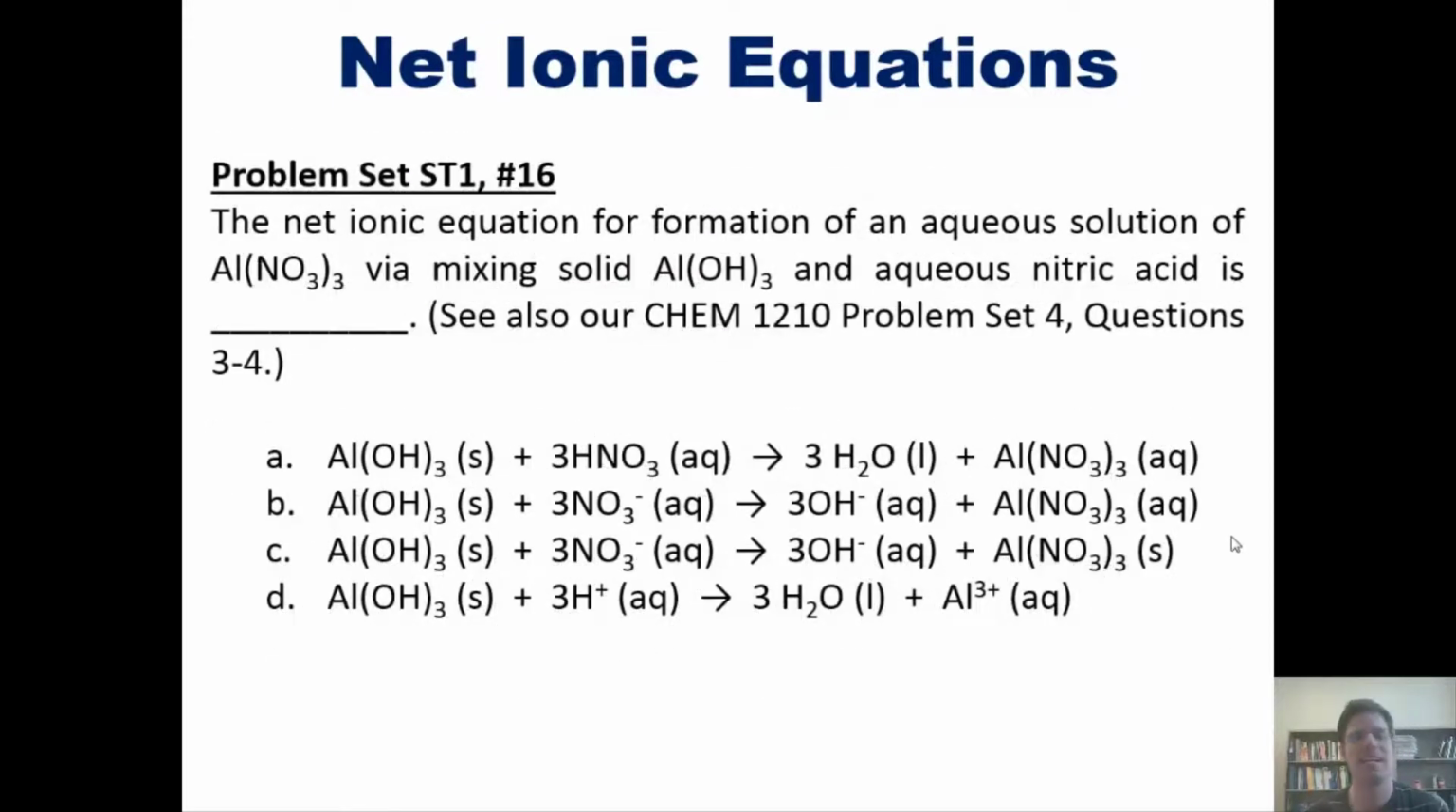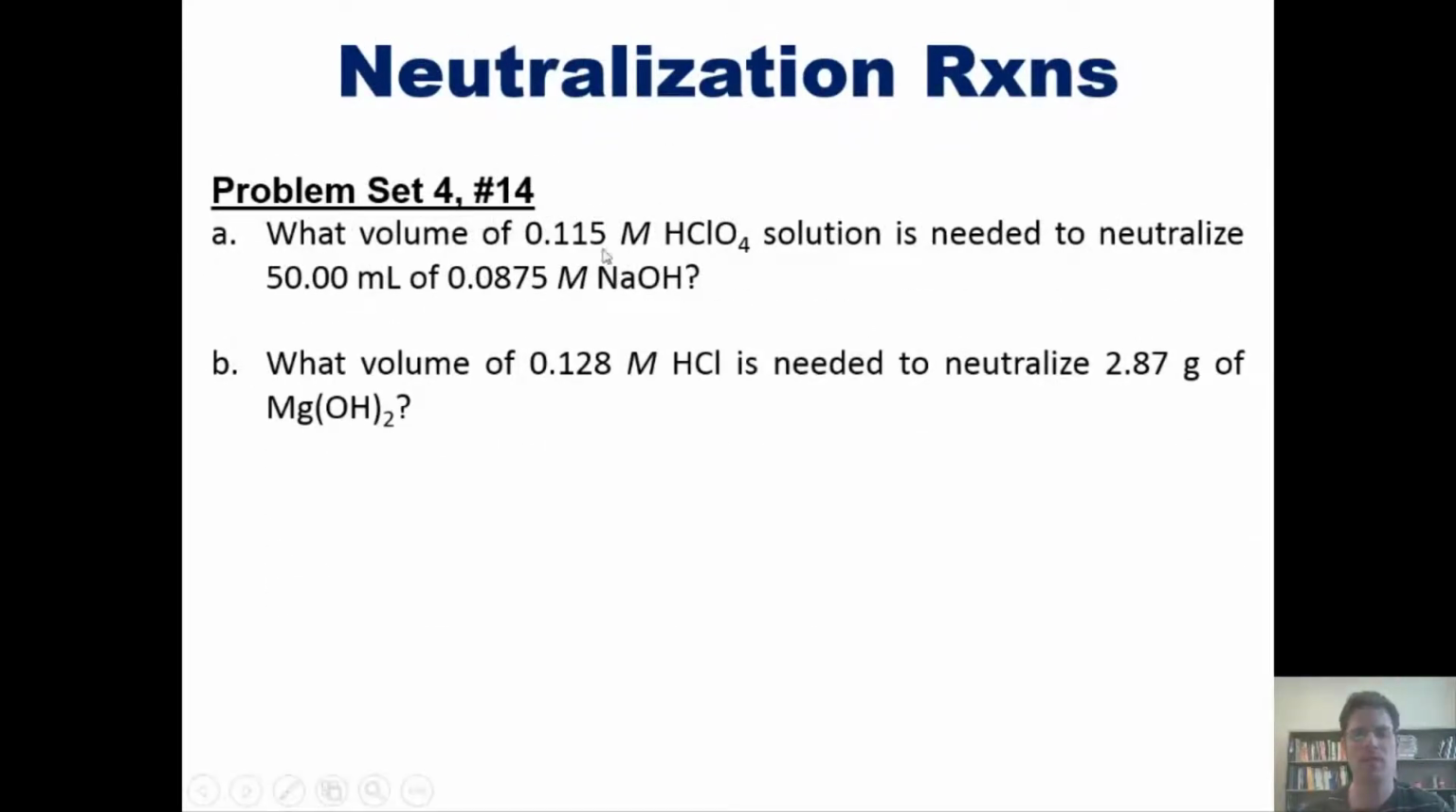Next, the net ionic equation for forming an aqueous solution of aluminum nitrate by mixing solid aluminum hydroxide and aqueous nitric acid is what? Next, what volume of this concentration of perchloric acid solution is needed to neutralize 50 mL of this concentration of sodium hydroxide?